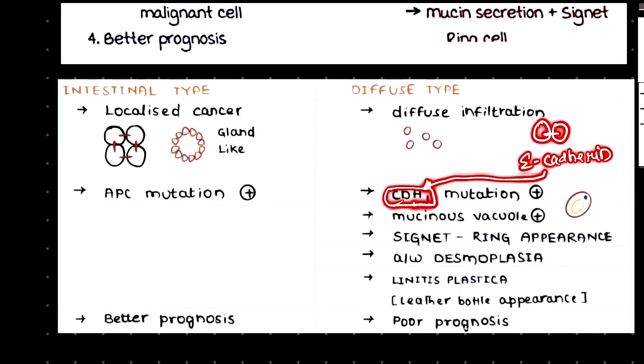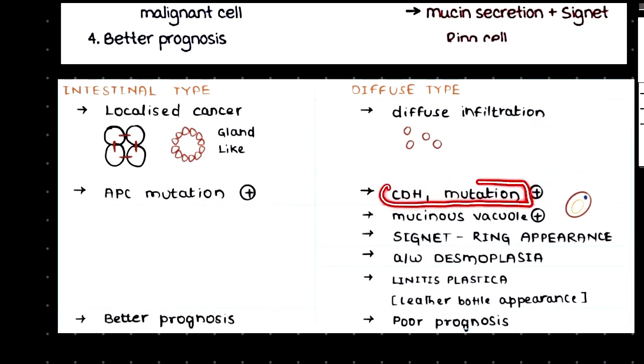So what will happen in the diffuse type is that there will be a mutation in the CDH1 gene, because of which it cannot code for our E-cadherin, right? And as there will be loss of E-cadherin, the two cells are not adhered with one another, and they will just remain in a diffuse manner.